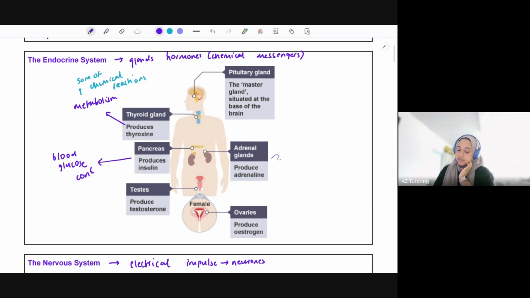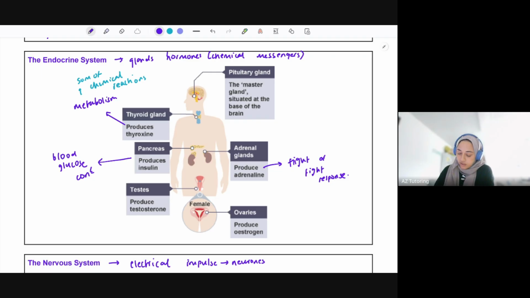We've got the adrenal glands. These produce adrenaline. What does the hormone adrenaline do? It's the fight or flight response. A good way to remember it is to imagine you're on a roller coaster. You get that adrenaline rush when you go down a roller coaster. That's adrenaline getting released in your body. It's making you scared in order to protect yourself. So that's the adrenaline effect.